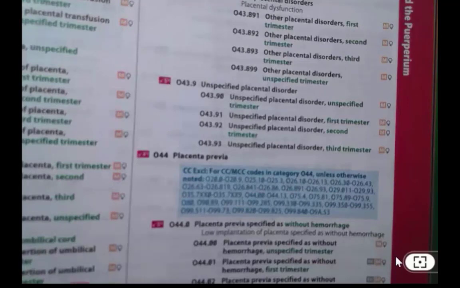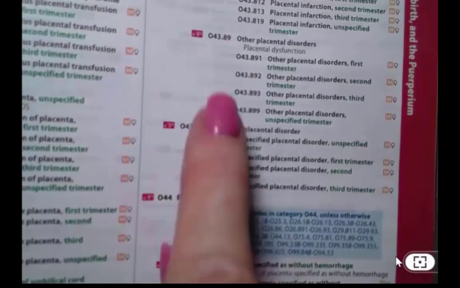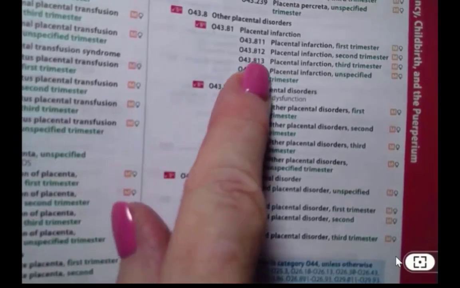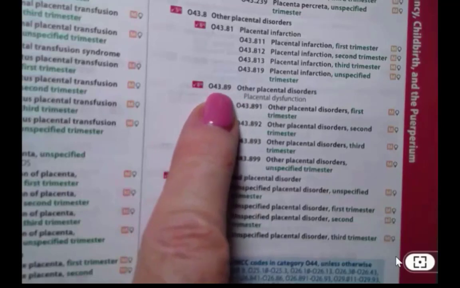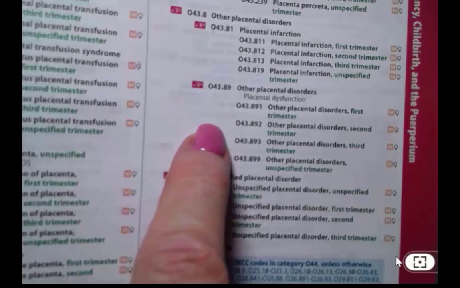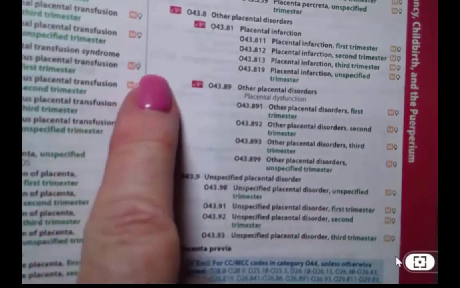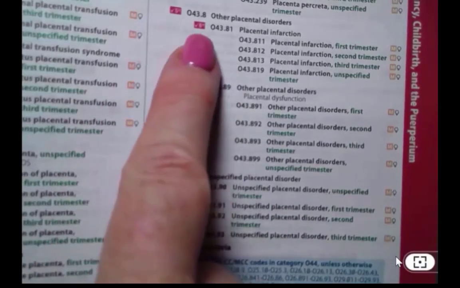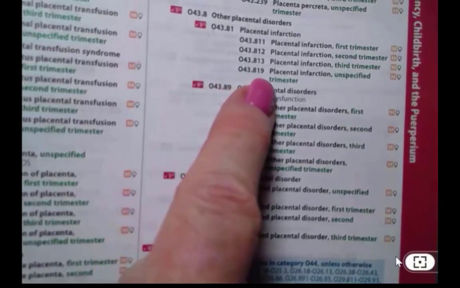Anytime you are given a .9 or a .89 code, always look around just to see if there's something, and it just so happens in this particular case it's right above it. It's not always that easy. But as I've told you before, you can never rely on the index to give you your final code. You've got to go to the tabular and look up what code the index has given you to be sure you're selecting the right code. In this case, there you go. And that sixth character, it tells us we need 6 characters. The 6th character is the trimester.